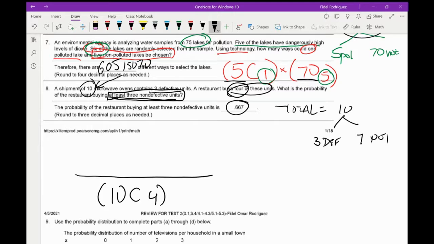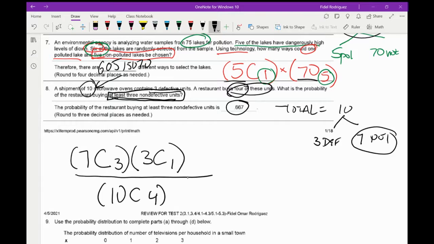Okay. Now, remember, we're going to buy at least 3 non-defective units. So what does that mean? That means that 3 of them could be not defective and 1 of them is, or all 4 of them are not defective. Okay. So when I'm going to do that part here, let's see. Remember, 7 of them are not defective. So I'm going to go 7, and I'm going to choose 3 of them. And then out of the defective units, I'm going to choose 1. Or out of those 7 that are not defective, I could choose 4 of them, all of them not being defective. And out of the 3 defective, we're not going to choose any.